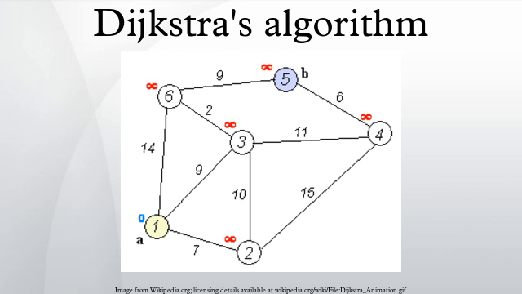For example, if the vertices of the graph represent cities and edge path costs represent driving distances between pairs of cities connected by a direct road, Dijkstra's algorithm can be used to find the shortest route between one city and all other cities. As a result, the shortest path algorithm is widely used in network routing protocols, most notably IS-IS and OSPF.